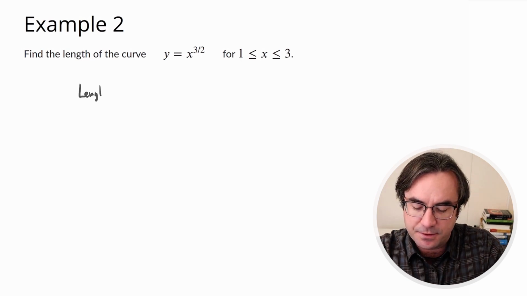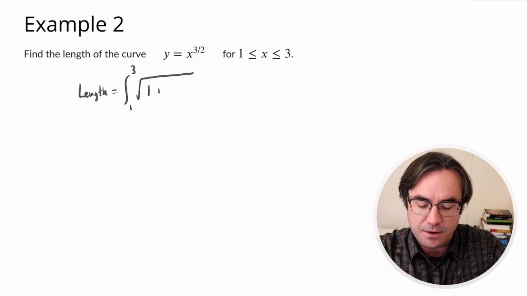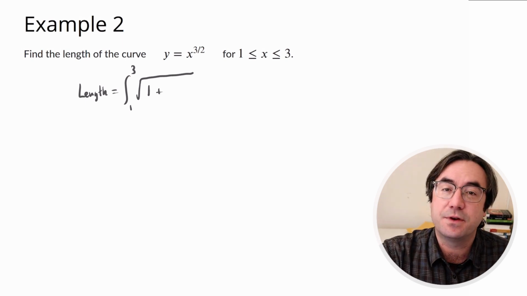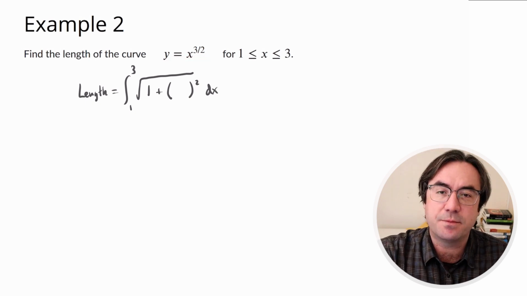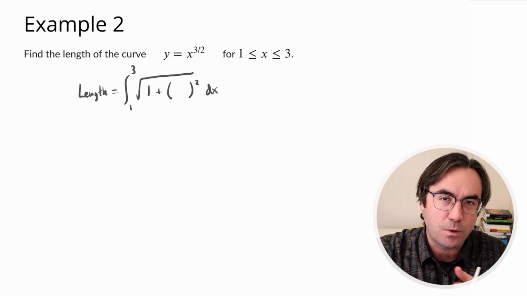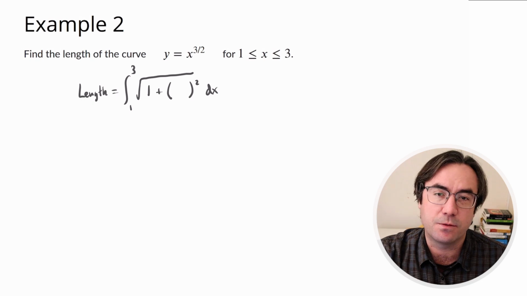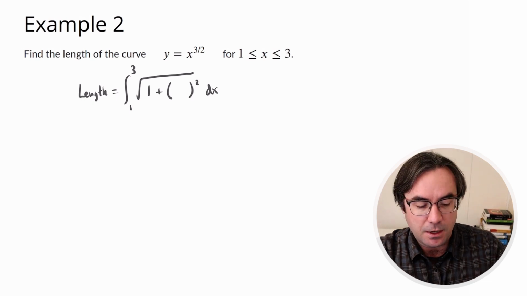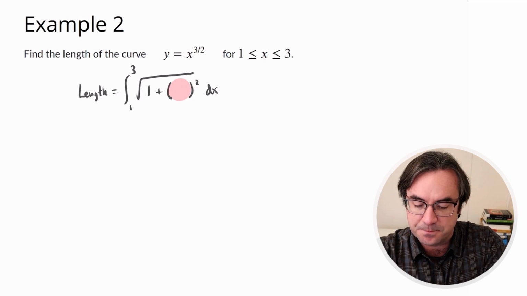The length, well, we're going from 1 to 3, and it's going to be the square root of 1 plus our derivative squared. And our formula here, the variable is x. So it's in the form y equals a function of x. So we're probably going to start this one off integrating with respect to x. All right, so let's figure out our derivative that we can fill in.